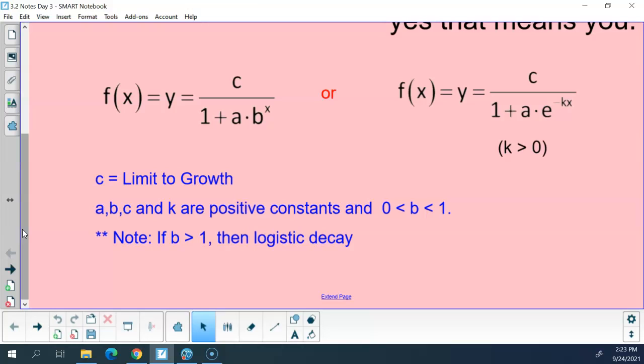So a logistic function has a fraction, and the numerator of that fraction is the limit to growth. We call it C. It's the biggest that our function can get. Logistic function, remember, grows exponentially and then says, whoa, tap brakes and level up. So that's what a logistic function is. And that C value, we call that the limit to growth. That's the biggest that function is.